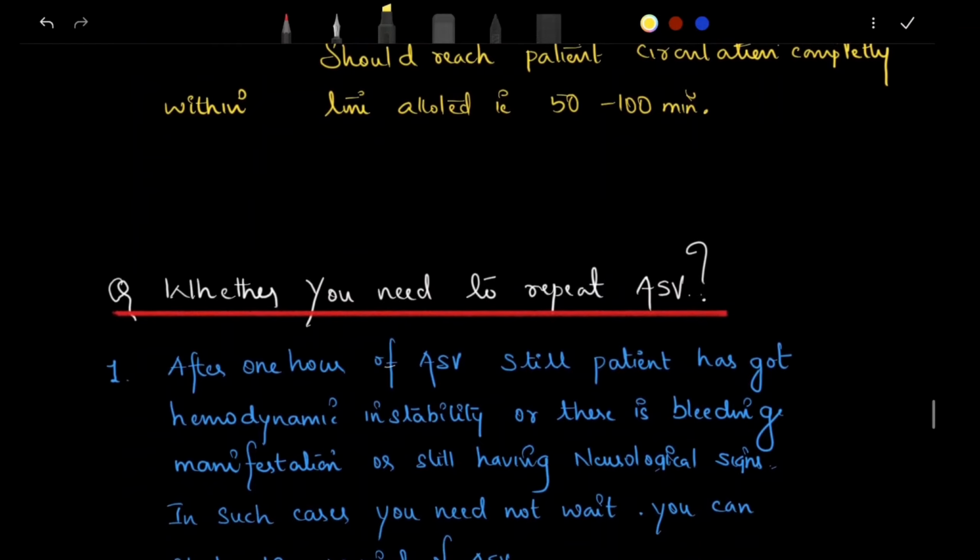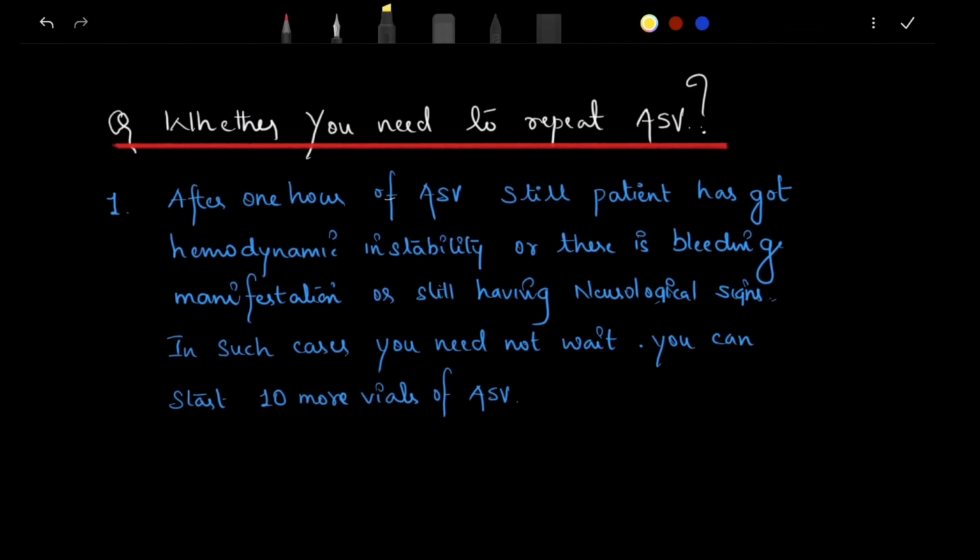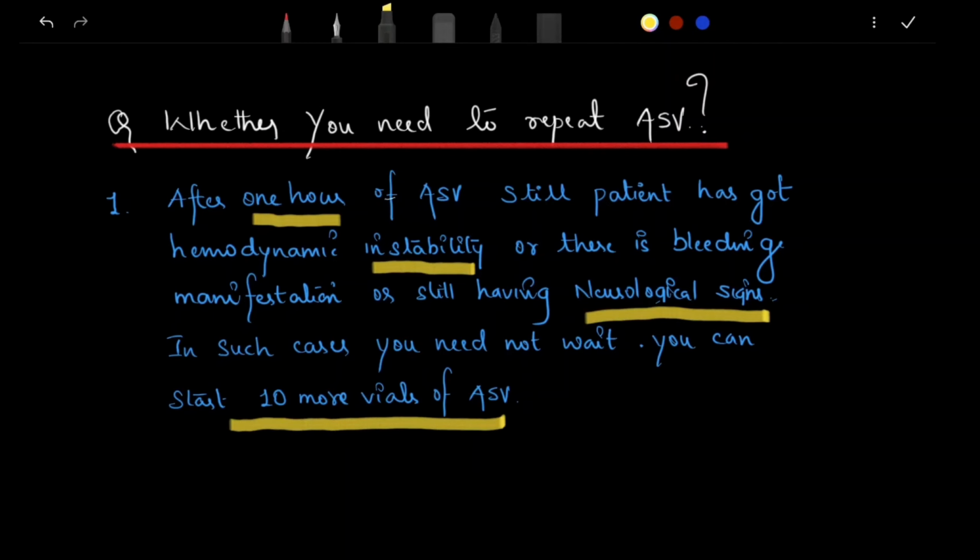Okay. Next is whether you need to repeat ASV. We told that 6 to 10 vials are enough in most cases. So you check after 1 hour. That is, 50 to 100 minutes is for the first 10 vials. So after 1 hour, you check for the signs and symptoms. If the patient still has hemodynamic instability, like bleeding still persists, or some neurological signs are still there, in such cases you do not wait for the complete 100 minutes. You just start another 10 more vials of ASV. Okay.